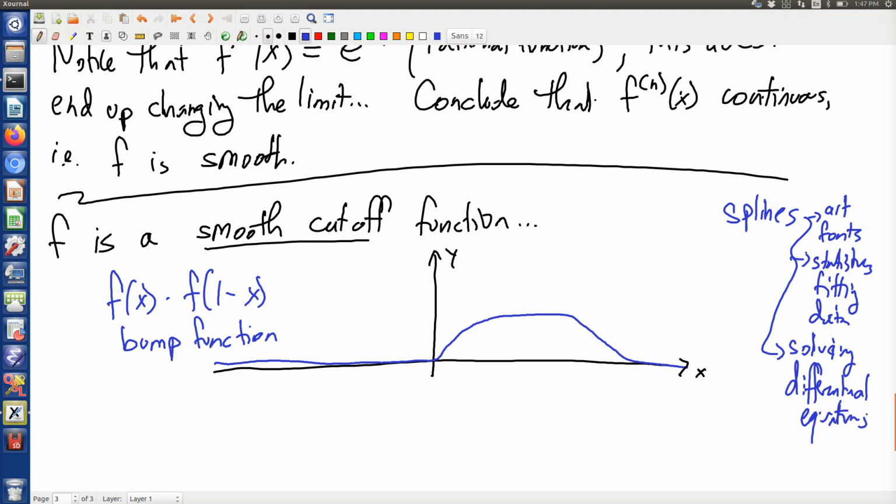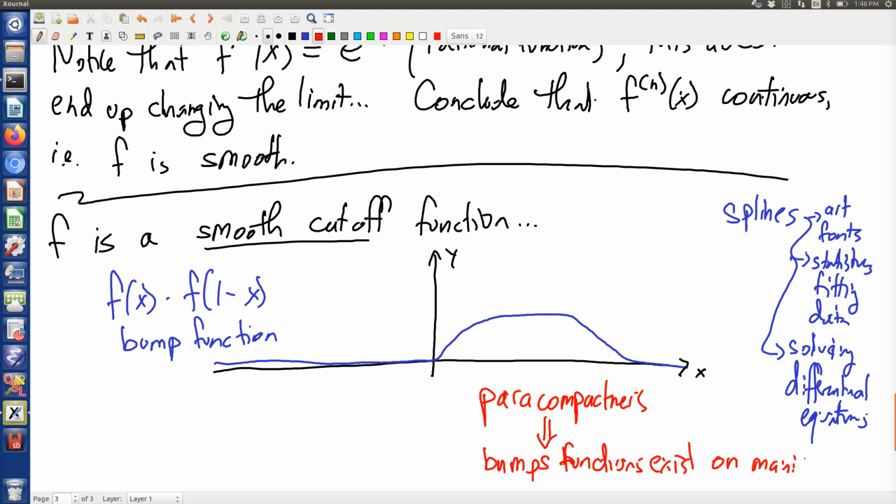They're so important that actually bump functions don't always exist if you have a space that doesn't look like plain old Euclidean space. And they're so important that we make use of a special property to force them into existence. This is called paracompactness. And paracompactness implies, after a lot of work, bump functions exist on manifolds. And that turns out to be really important.